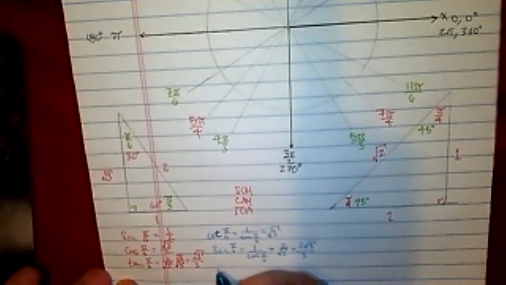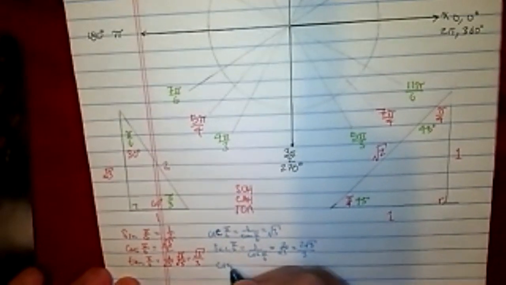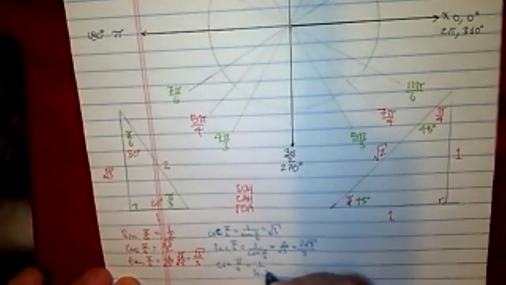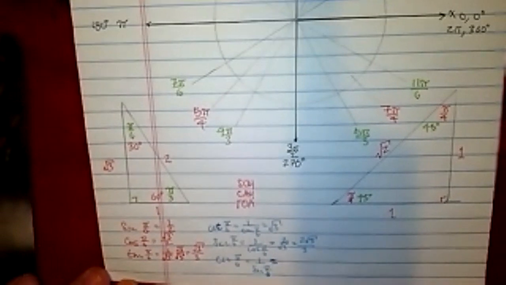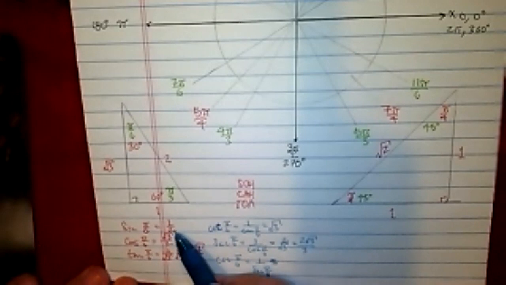And then finally, if I want cosecant of pi over 6, that's 1 over sine of pi over 6. The cosecant of pi over 6 is basically 1 over the sine of pi over 6. The sine of pi over 6 is 1 over 2, so this will just be 2. So now just from that triangle, I've gotten the sine, cosine, tangent, cotangent, secant, and cosecant of pi over 6.